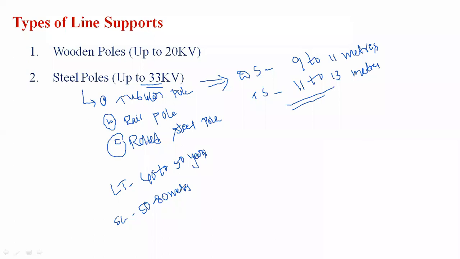And the lifetime of the wooden pole is 20 years. But in the steel pole, the lifetime is 40 to 50 years. But the painting is required. This is the drawback in the steel pole.